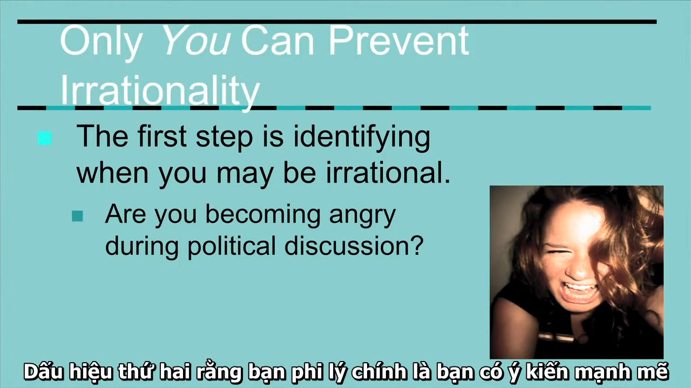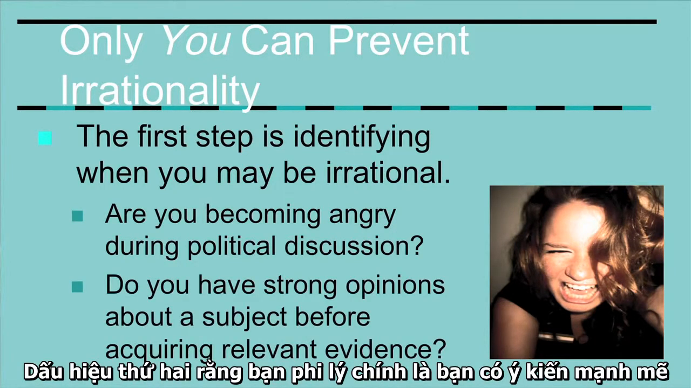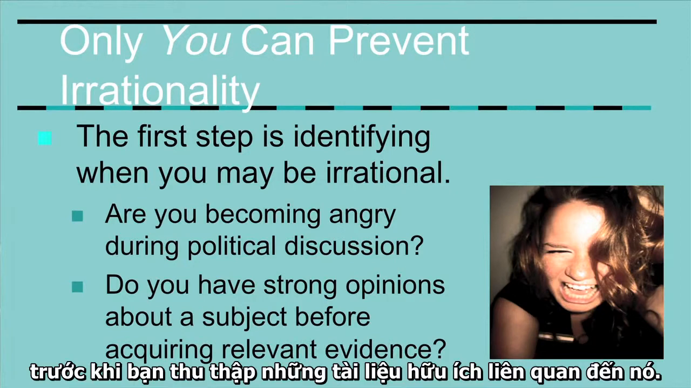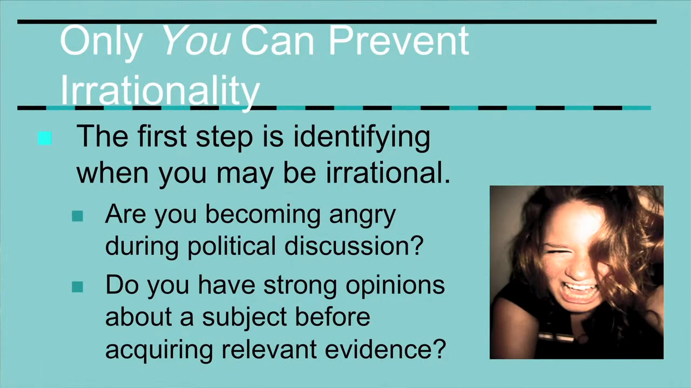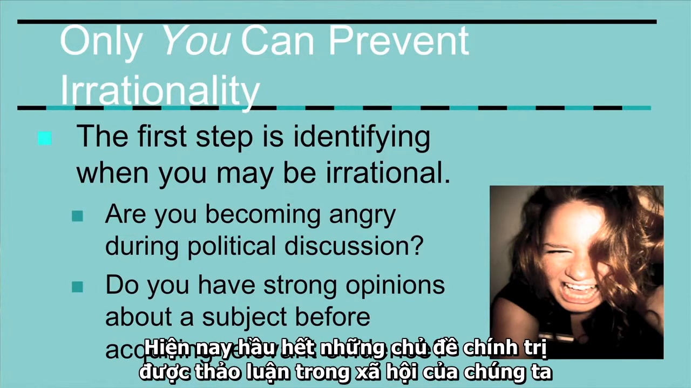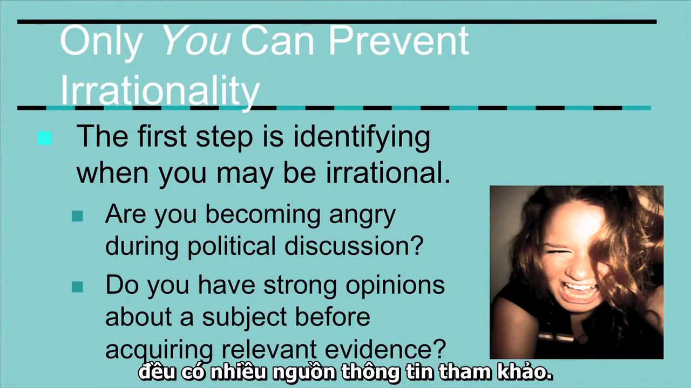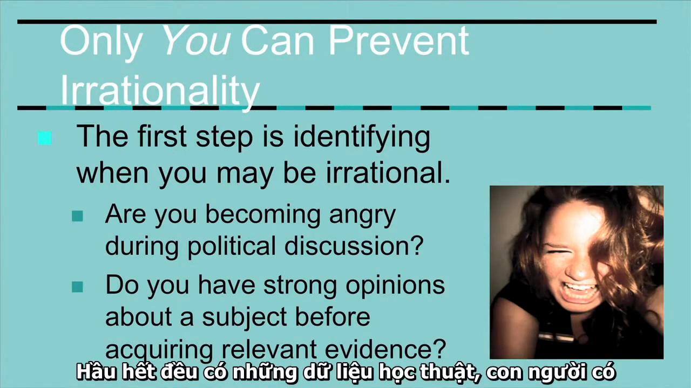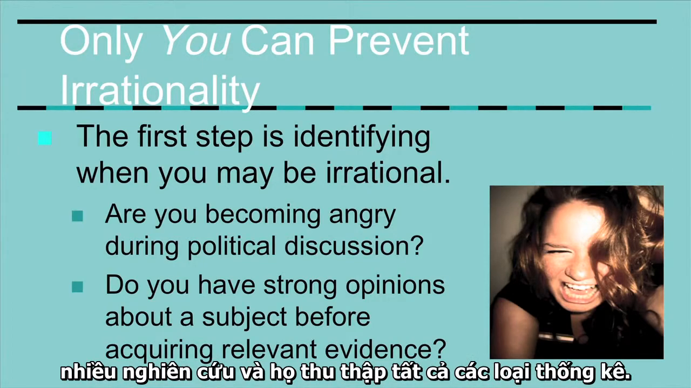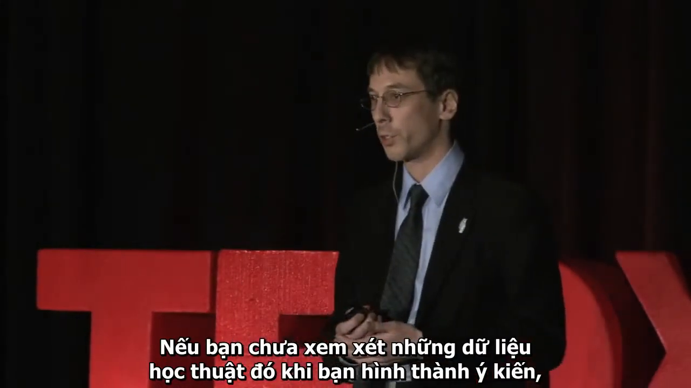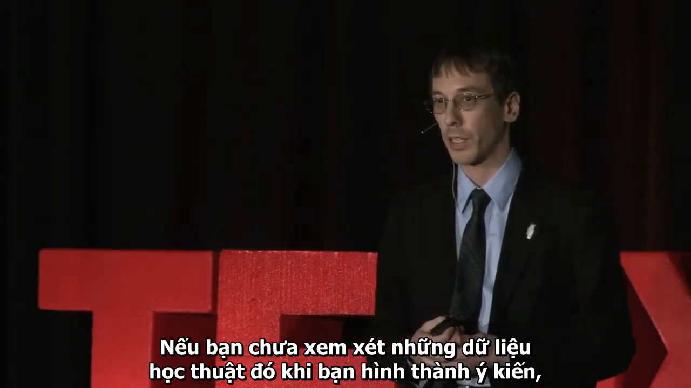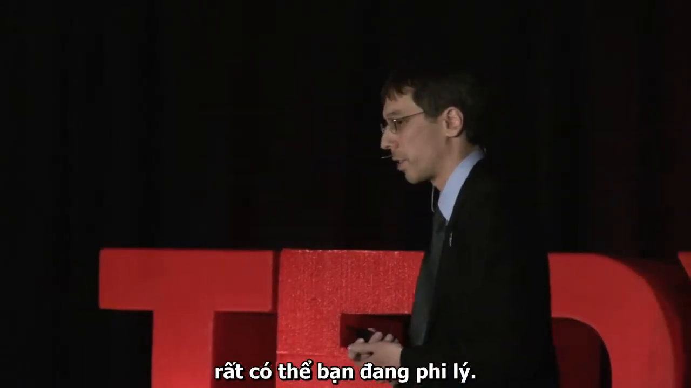Okay, second sign that you might be irrational is if you have strong opinions about a subject before acquiring relevant empirical evidence about it. Now, most of these political issues that are discussed in our society, there is a lot of evidence out there about them. For most of them, there's an actual academic literature, and people have done studies, and they've collected all kinds of statistics. If you haven't looked into any of that literature, but you have an opinion about it, it's probably irrational.